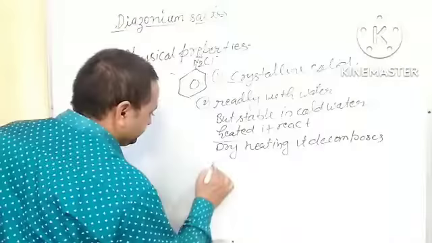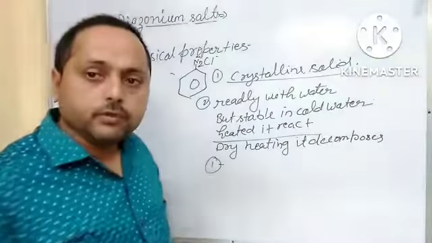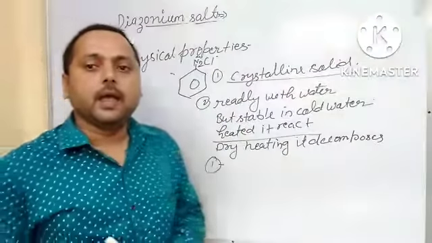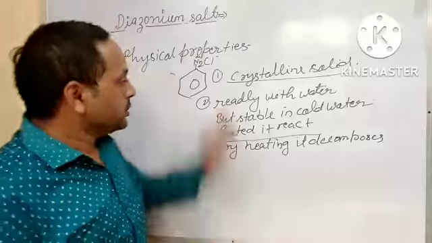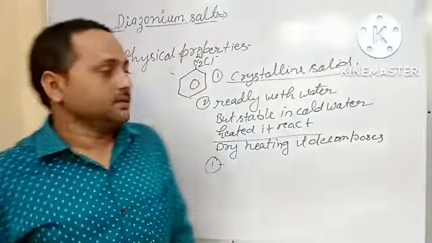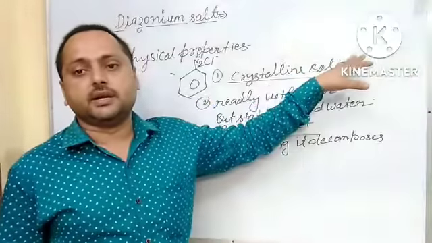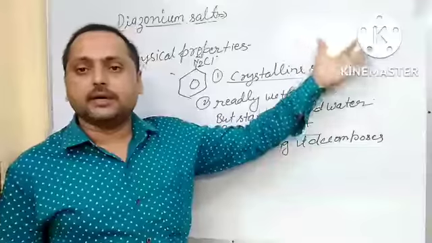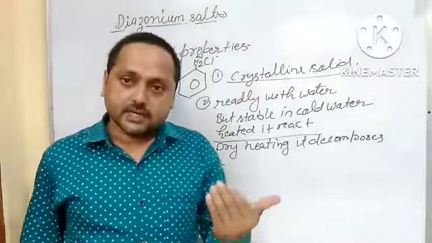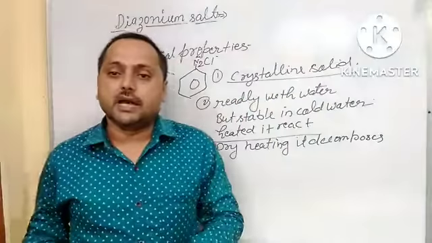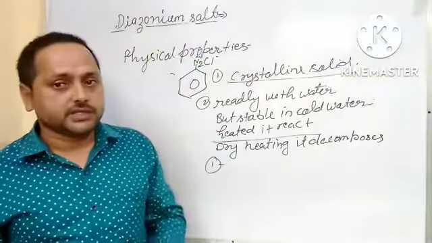And another point: benzene diazonium fluoroborate is water insoluble and stable at room temperature. So these are the physical properties of benzene diazonium chloride. It is a crystalline solid. It readily reacts with water, but it is stable in cold water. When it is heated, it decomposes. And benzene diazonium fluoroborate is water insoluble but stable at room temperature.